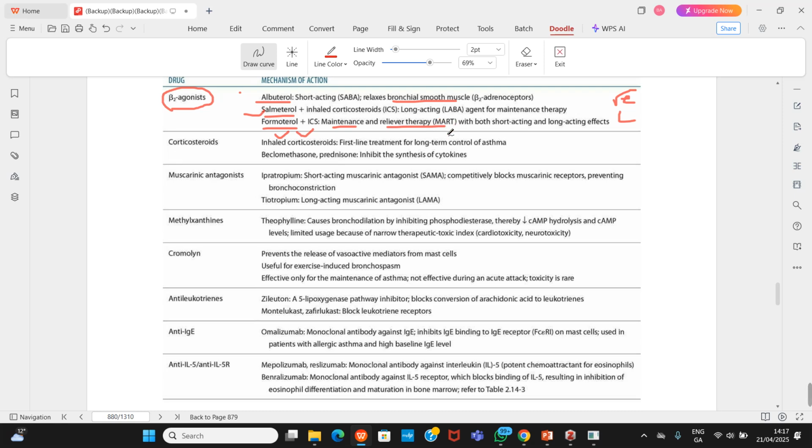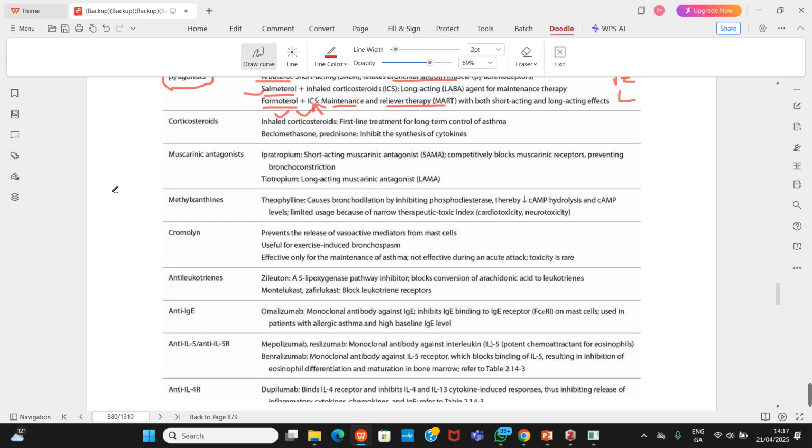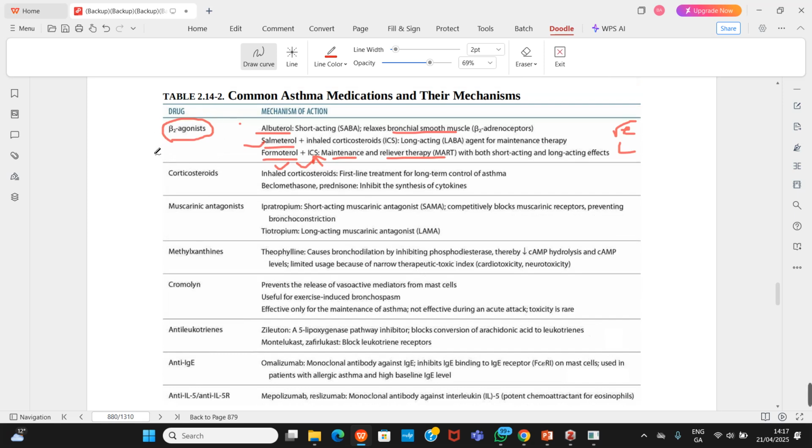So if you want to give anybody any beta-2 agonist, give formoterol, you know. And according to the GINA guideline now, we always have to combine with ICS, and I'm going to show us that algorithm shortly. So those are the medications you want to give. The beta-2 agonists, we have talked about them one by one. The next one is steroids, because you want to control that inflammation too. So it's part of the maintenance therapy.